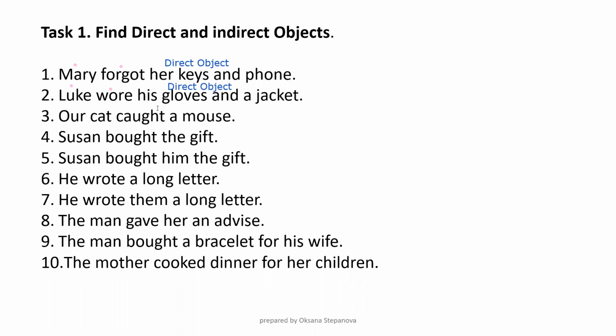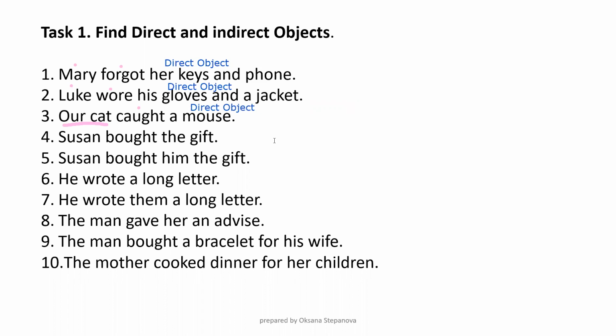Right? Let's look next. Number three, our cat. So our cat is a subject. Caught is a verb. A mouse. Quickly give an answer, and of course this is a very simple direct object. Yes, very simple sentence, direct object. Right. Our cat caught a mouse.